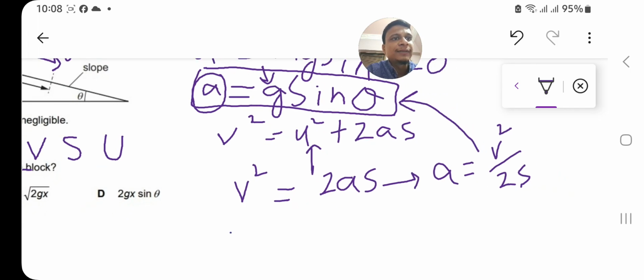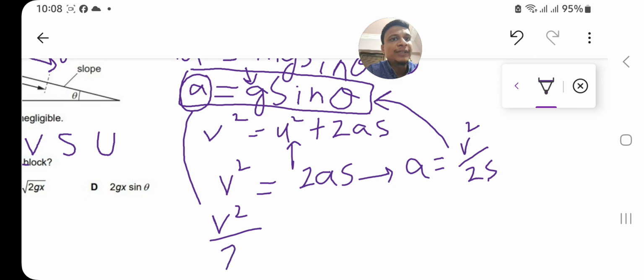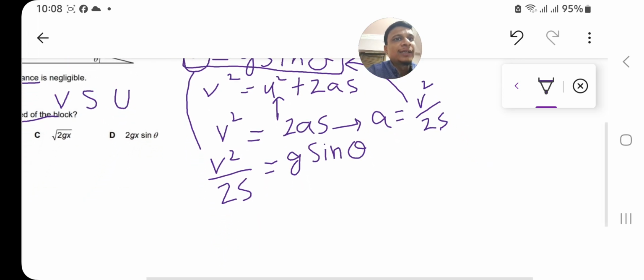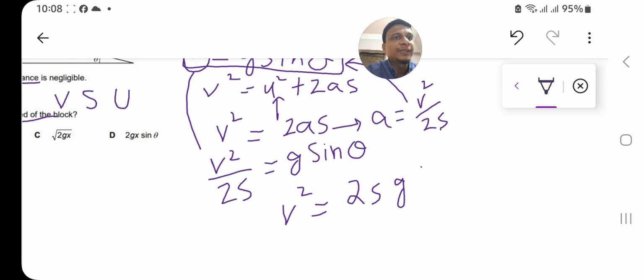So we will get v square. I am directly placing in place of a, I am writing v square divided by 2s. The right hand side remains the same, and then we need to transform it. We need to make velocity the subject. So we will move all other things to the right hand side. So v square equals 2s g sin theta. On the right hand side it remains as it is, 2s comes from the left to the right.